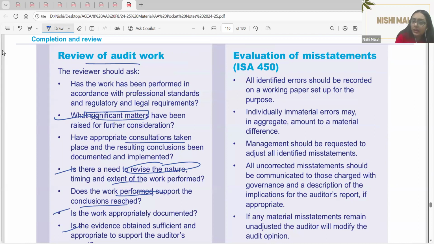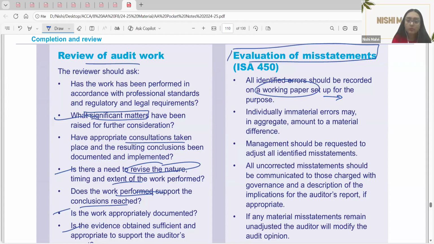If I talk about evaluation of misstatements, all the identified errors should be recorded on a working paper. Whatever the misstatement, all should be recorded in the working paper. Working papers are to be kept for how many years? 5 or 7? Very good. 5 years. So you also need to check whether the working papers are kept for 5 years or not.